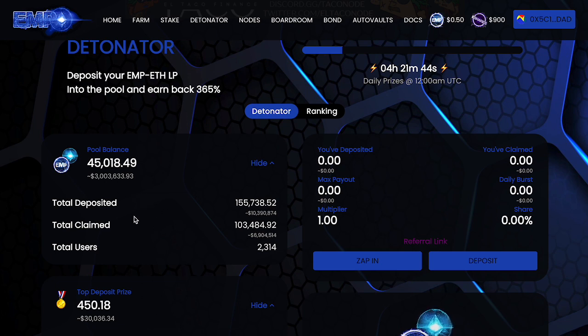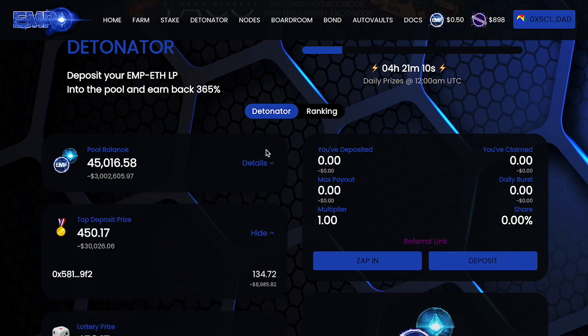Okay, so then breaking down here, it shows how much LP has been deposited since the beginning of the contract, which was in mid-January. So 155,000 plus LP has been put in to the detonator, and 103,000 plus LP has been taken out of the detonator, which leaves the balance that's up here. And this is total users. So right now there's a little over 2,300 people in the detonator, and this goes up every day by 50 to 100 people, and it's growing nicely. So you can see how many people are in the contract currently.